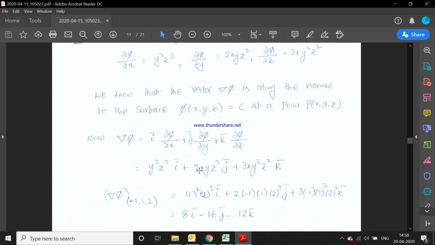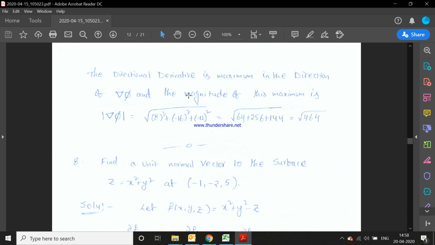plus 2 into minus 1 into 1 into 2 cube j bar plus 3 into minus 1, 1 whole square, 2 square k bar. So then we get 8 i bar, since 2 cube is 8. Here 2 cube into 2 into minus 1, so that is minus 16 j bar. Here 3 into 2 square, and again multiplying by minus 1, so it is minus 12 k bar.